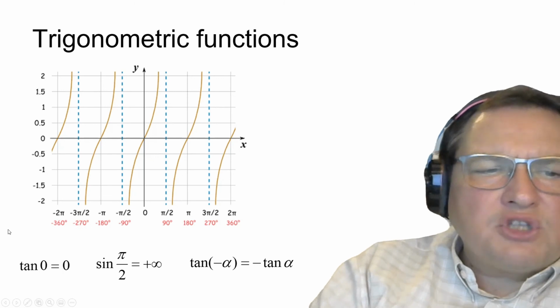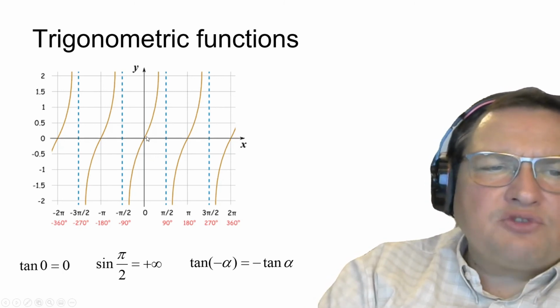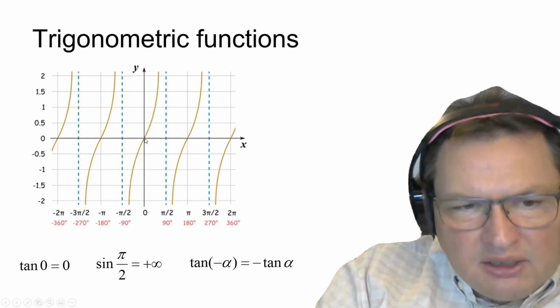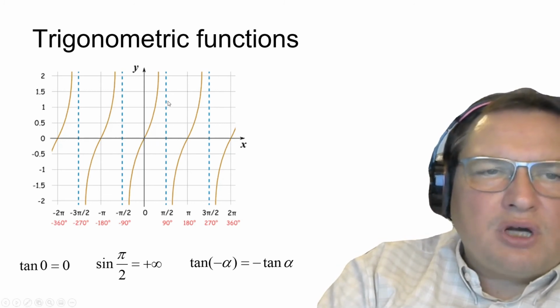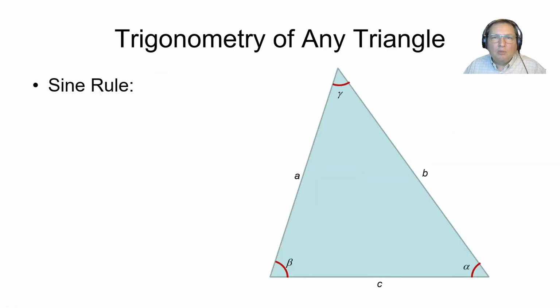So this is sine and cosine. This is the diagram for tangent. Tangent again starts from 0, just like sine, but by the time it arrives to the right angle, the value of tangent approaches infinity. Moving on, and on to the final topic today, trigonometry of any triangle.